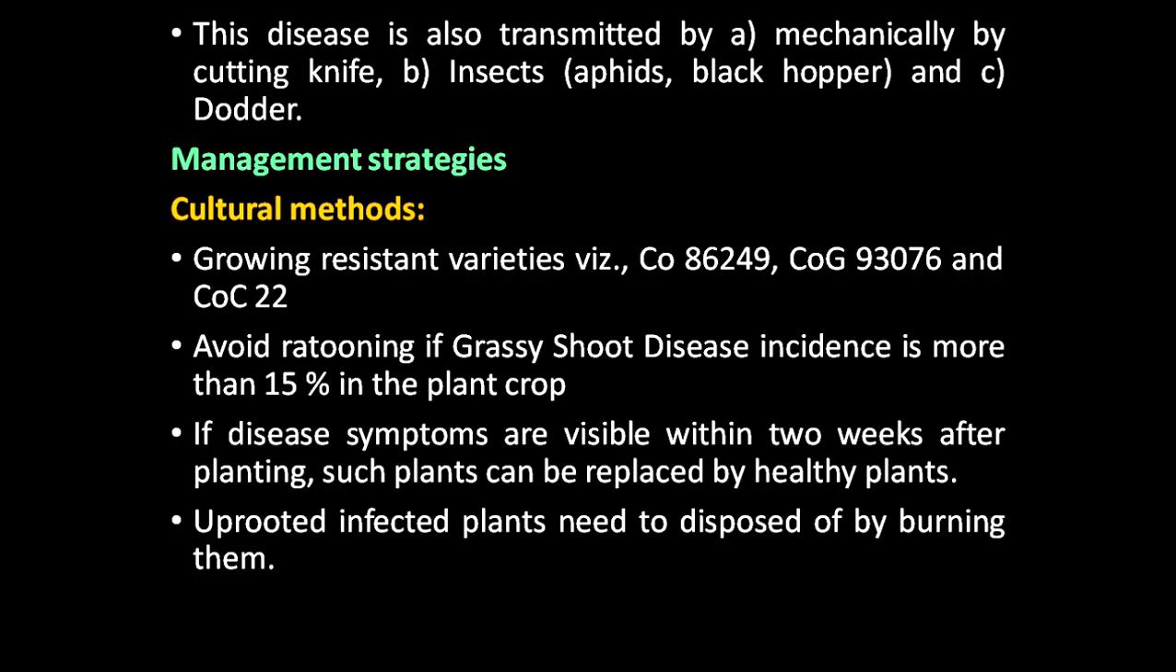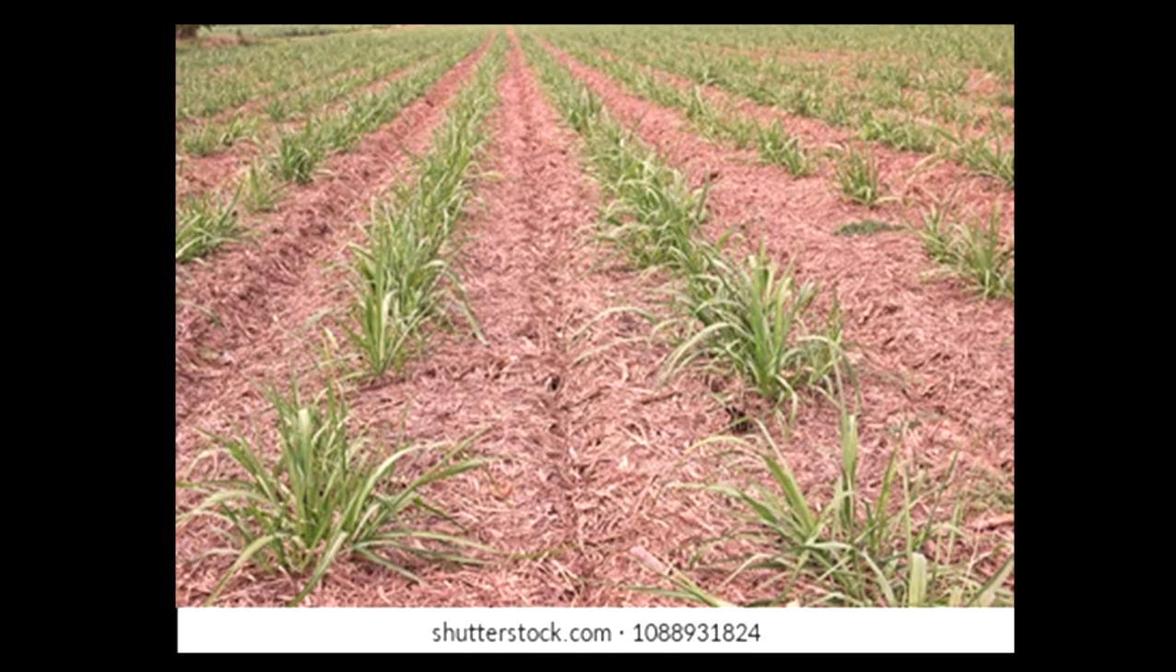Then avoid ratooning if grassy shoot disease incidence is more than 15% of the plant crop. If you see grassy shoot disease incidence in the area more than 15%, we should stop the ratooning process. Ratooning is nothing but the emergence of the plant after harvesting. Usually once we plant the sugarcane, we are harvesting for almost 3 years without sowing the seeds again and again.